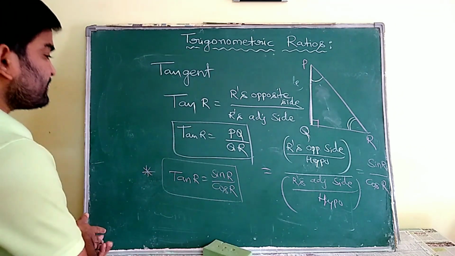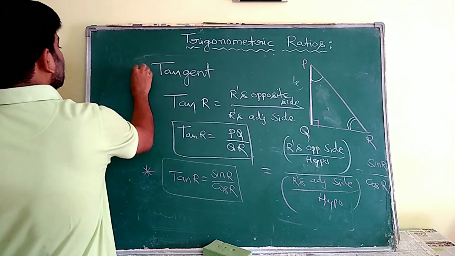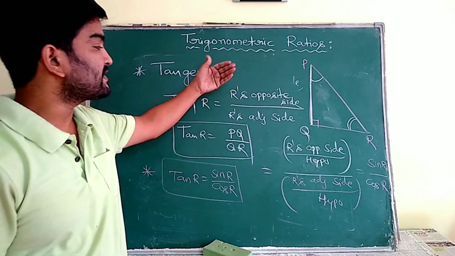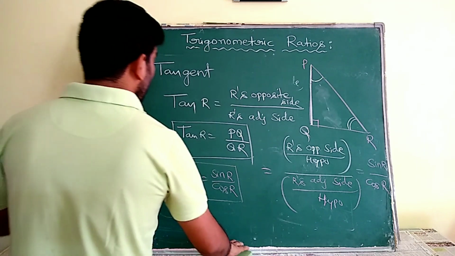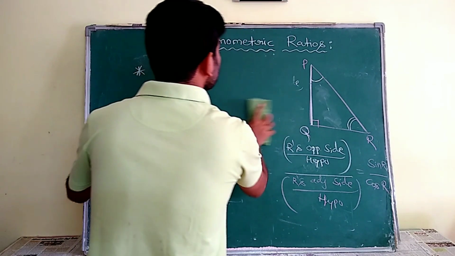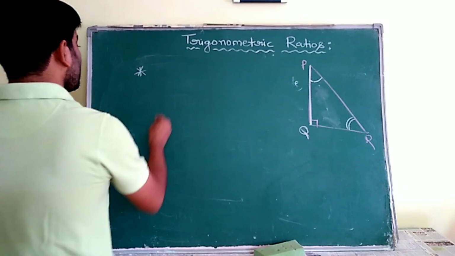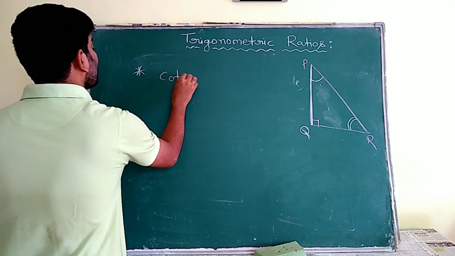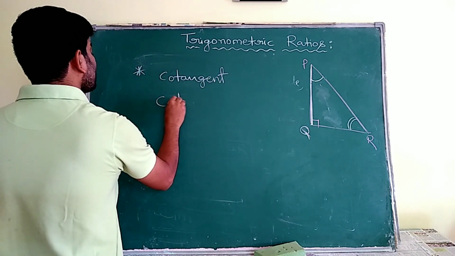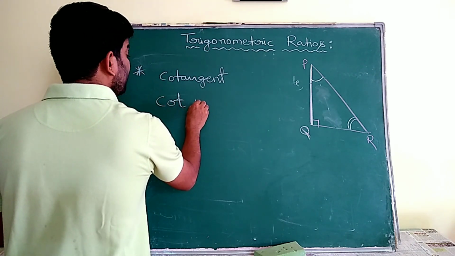So that is tan. Now I am going to explain its reciprocal value. Tan's reciprocal value means what? R's adjacent side by R's opposite side. That trigonometric ratio is considered as cotangent. This cotangent is short-noted in mathematics as cot. For our convenience, we are going to find cot R.